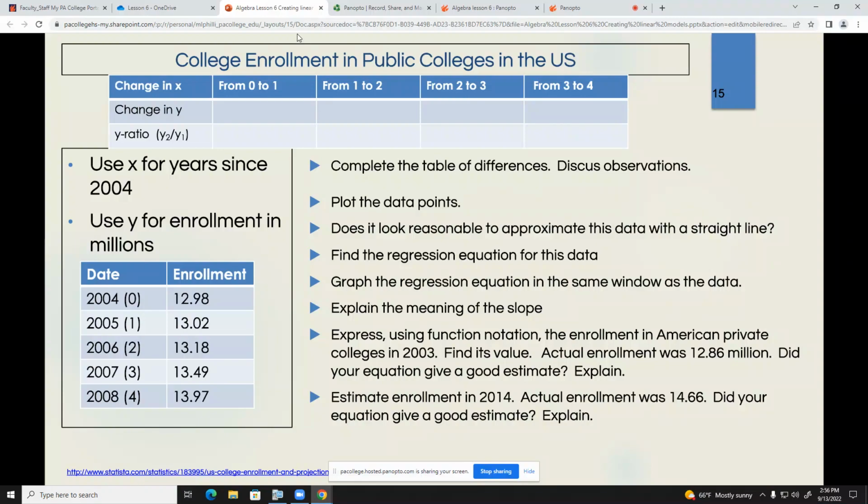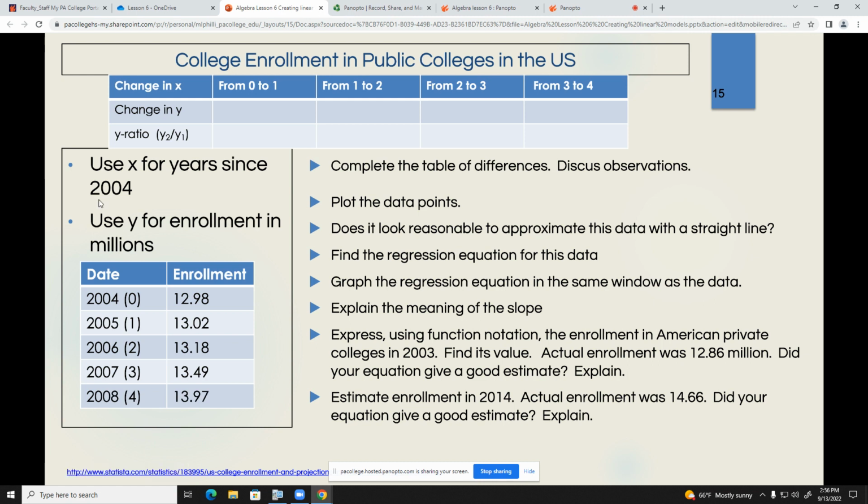Hello. In this problem, we are looking at the college enrollment in public colleges in the U.S. We're looking at some older data prior to 2008 because in 2008 we had in the U.S. what was called the Great Recession, which reset a lot of trends. And so we had a nice trend going prior to 2008.